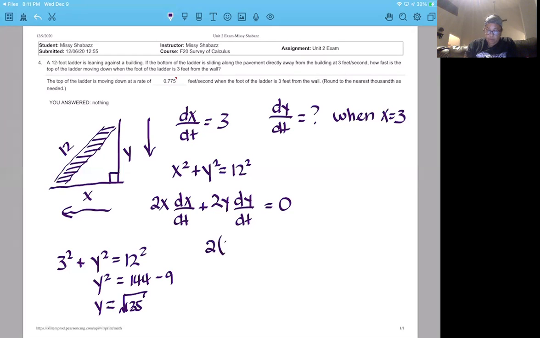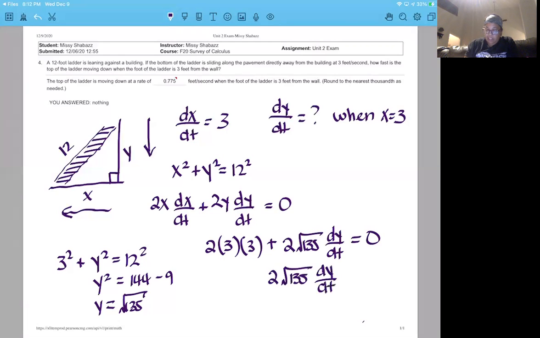So I'm going to plug everything else in. I have 2 times 3, dx dt is also 3, plus 2 square root of 135, dy dt is what we're looking for, equals 0. So 2 square roots of 135 dy dt is equal to negative 18, and dy dt is equal to negative 9 over the square root of 135. Now we're moving down, so that distance is getting shorter, so I should get a negative answer.